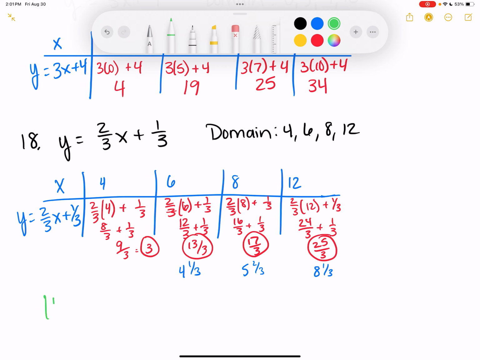All right, your problems from this section are 3 through 17 odd.